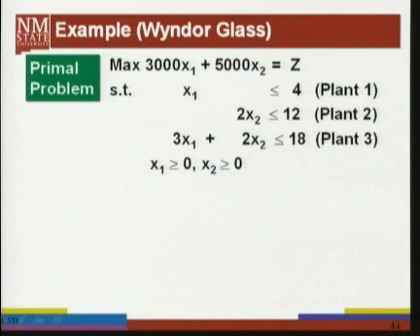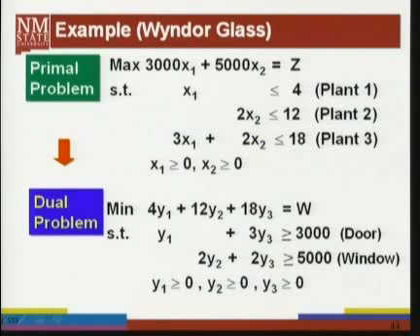The dual of the window problem would be like this. The first dual constraint is associated with the first primal variable, which is about doors, right? And the second dual constraint with the second primal variable, which is about windows, right? The y1 variable, the first dual variable, is associated with plant number 1 hours, okay? Which is the first primal constraint. And the y2 variable with plant number 2 hours, and y3 with plant number 3 hours, right?